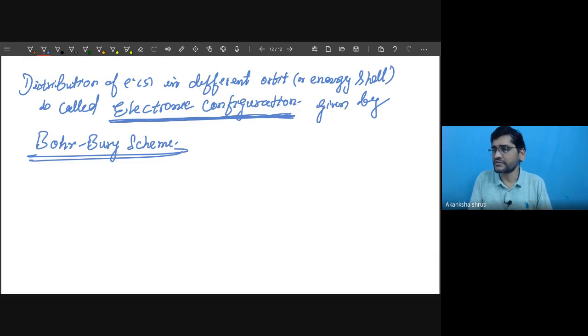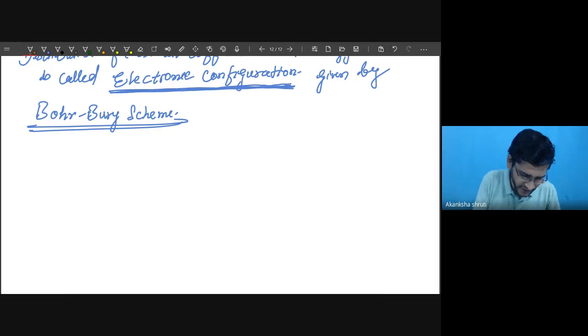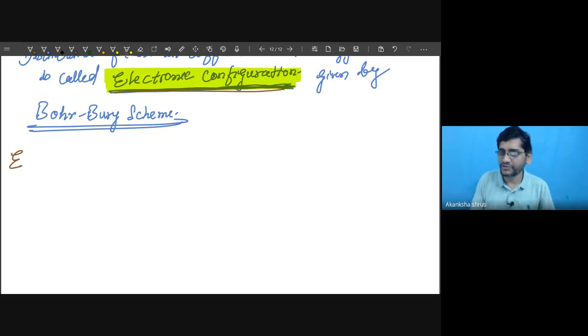According to this Bohr-Bury scheme, the electrons start filling from the lower energy state to the higher energy state. So let us start that electronic configuration, or we will go for distribution later. What is the electronic configuration? Before that, we shall understand about the neutron. What is this neutron? How it was discovered? Those things.